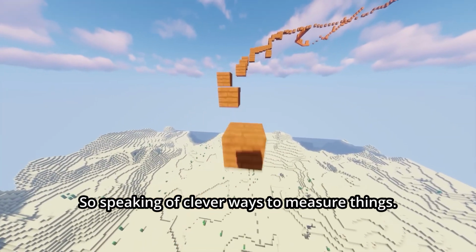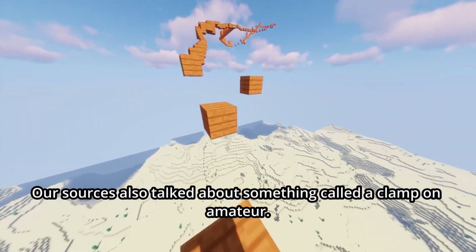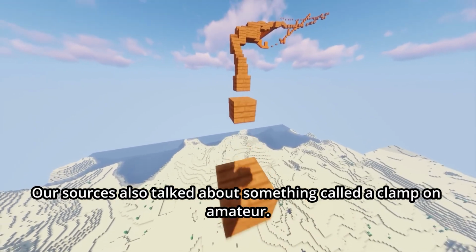So speaking of clever ways to measure things, our sources also talked about something called a clamp-on ammeter.